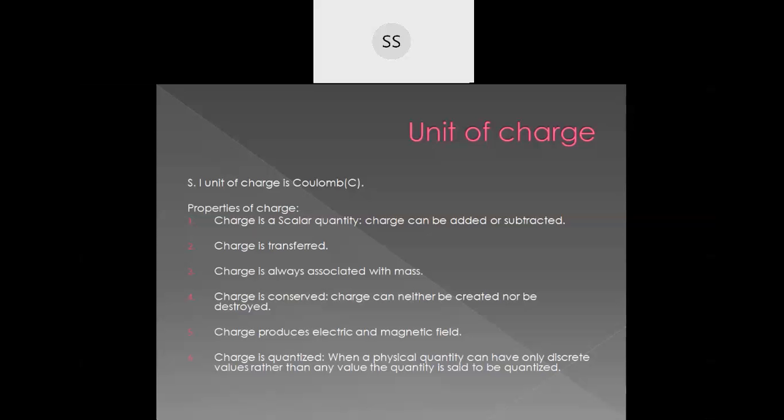Total charge of a body is the integral multiple of the charge of electron. So if q is the total charge of the body and n number of electrons are present in the body, then we will say the body has charge of n electrons, so q equals n e. And the charge of electron is minus 1.6 into 10 to the power minus 19 coulomb.